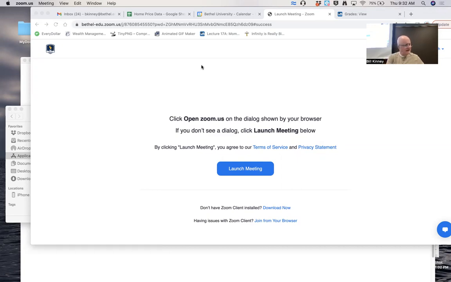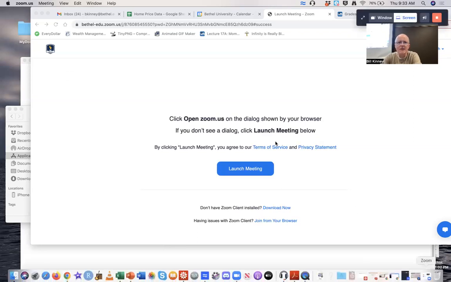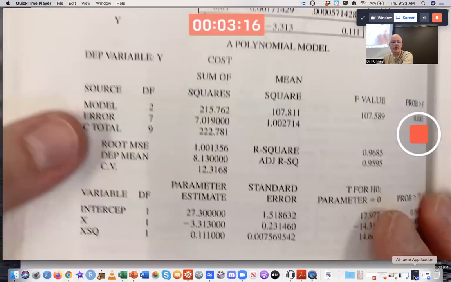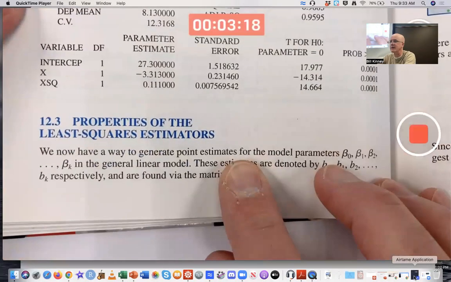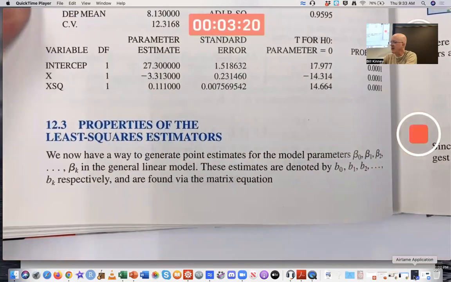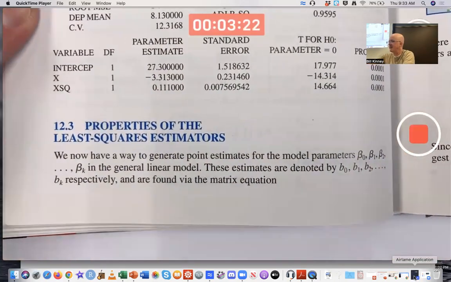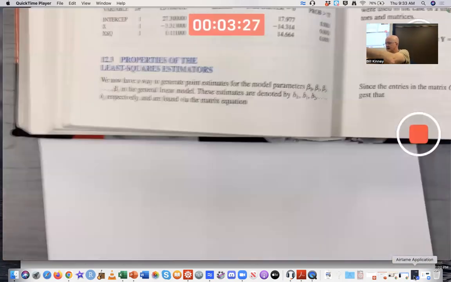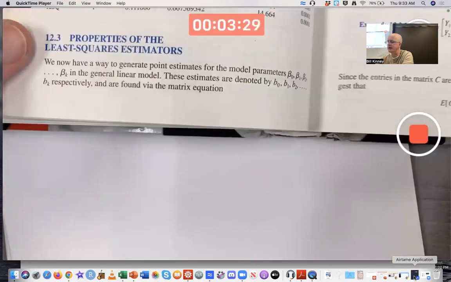As far as the reading goes, I still want you to do the reading and try your best to understand the theory. I'm thinking in particular of section 12.3, properties of least squares estimators. Try your best to understand that theory. In fact, I'll even share a video that I made a couple of years ago about this section where I go through the theory and the derivations.